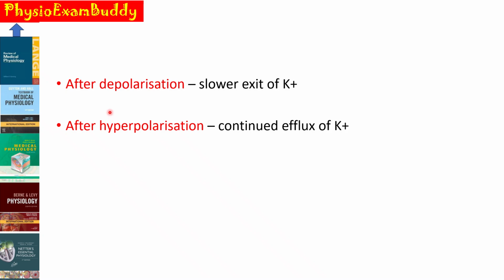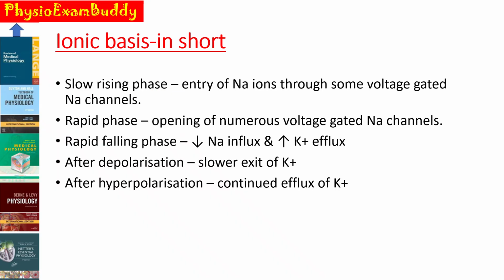Followed by the repolarization, there will be an after depolarization phase, which is because of the slower exit of the potassium ions. And after depolarization, there will be the after hyperpolarization phase, where the membrane potential goes below the resting membrane potential. The reason for this phase is continued efflux of potassium ions.